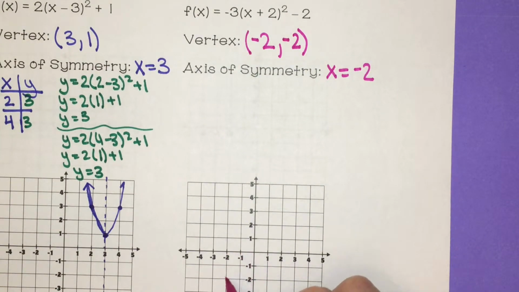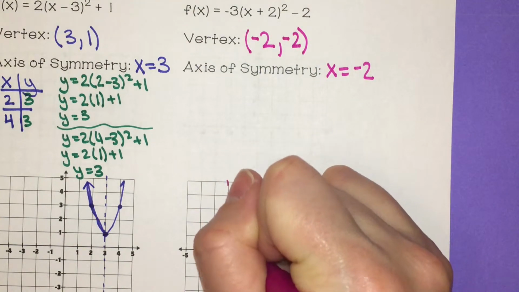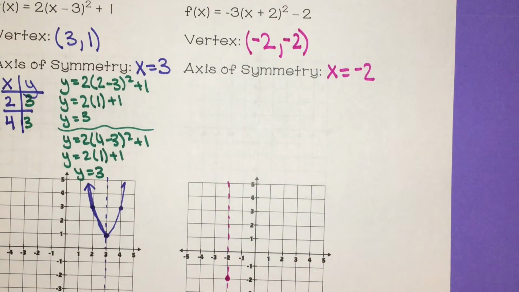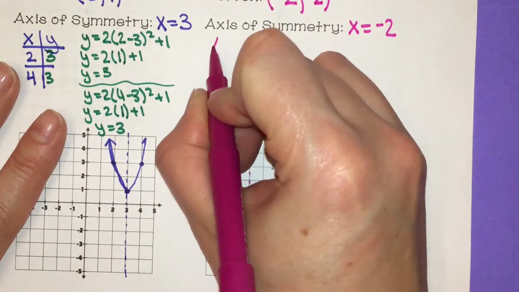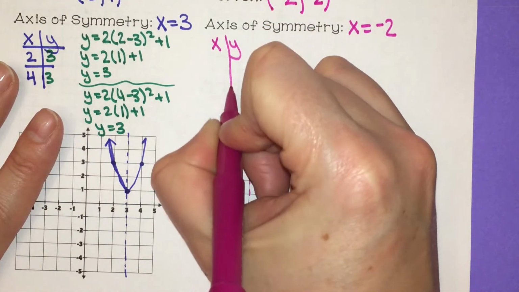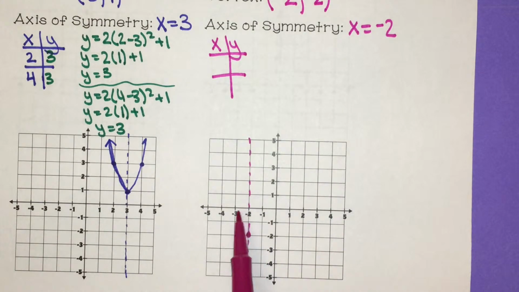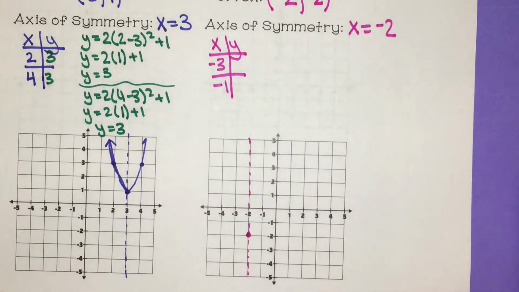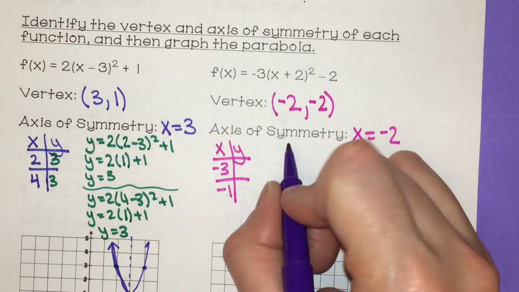Vertex is (-2, -2), and the axis of symmetry is where x equals -2. So I'm just going to draw a dotted line down through it. From here, I'm going to pick some x values to plug in, get y out. Again, I'm just going to pick 2 points. That's all I really need. So one to the left would be -3. One to the right would be -1.